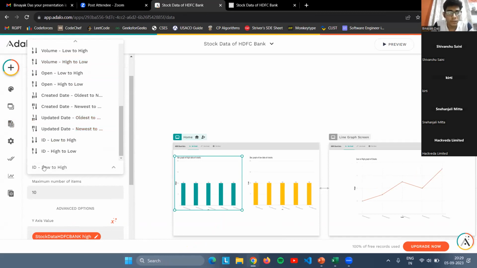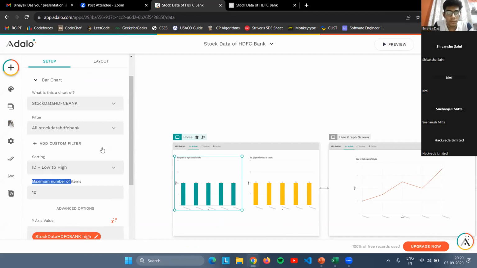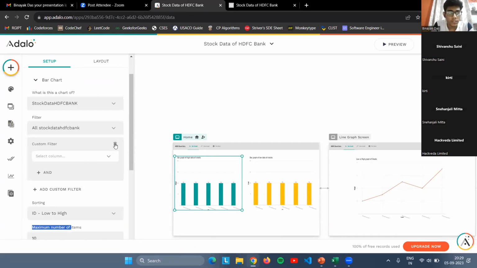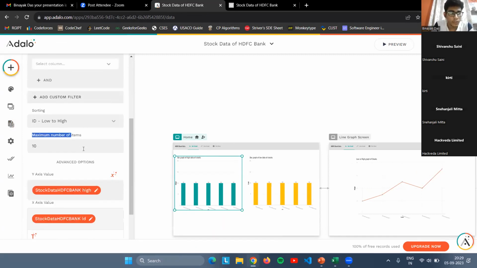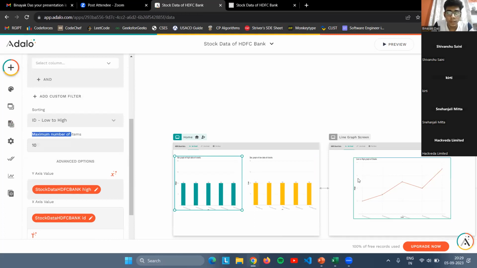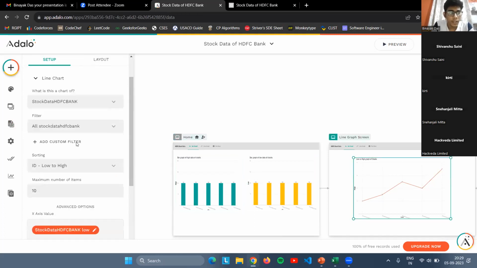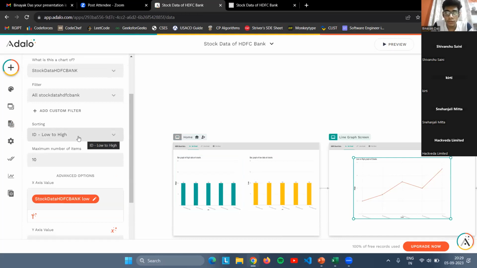So I have filtered this according to the ID values from 0 to 9, which consists of only 10 values. In the same way, for the line graph, I have also used the filter option, in which I have sorted the data according to the IDs of the stocks from low to high. And in this case also, I have only used 10 values.